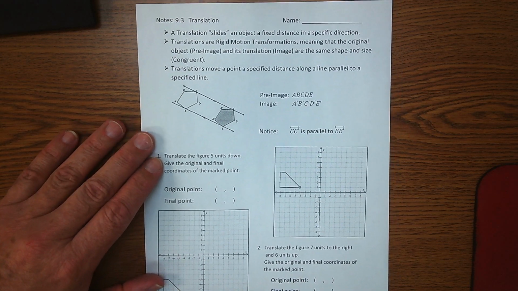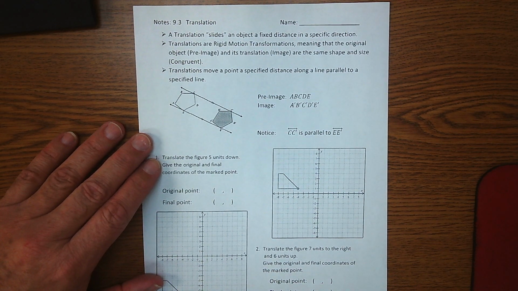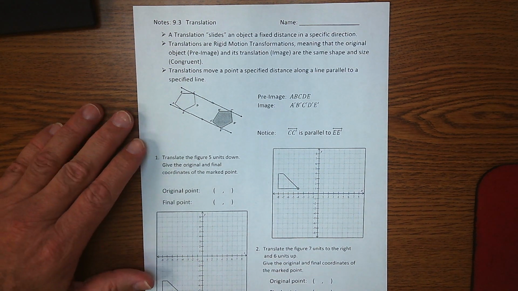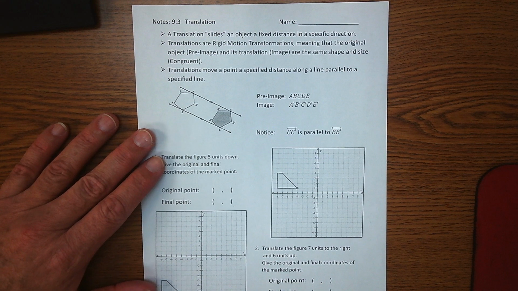Hi, good morning. This is transformations. This is a translation. A translation slides the object a specific distance in a specific direction. Translations are rigid motion transformations, meaning that the original object, what they call the pre-image, and the translation, or the image, are the same shape and size. They're congruent. Nothing changes. Angles don't change, size doesn't change, parallel doesn't change, nothing changes.